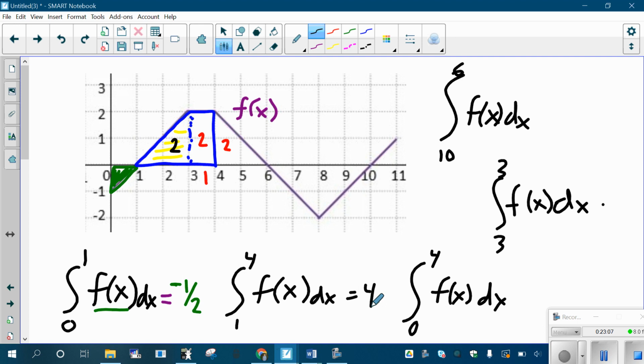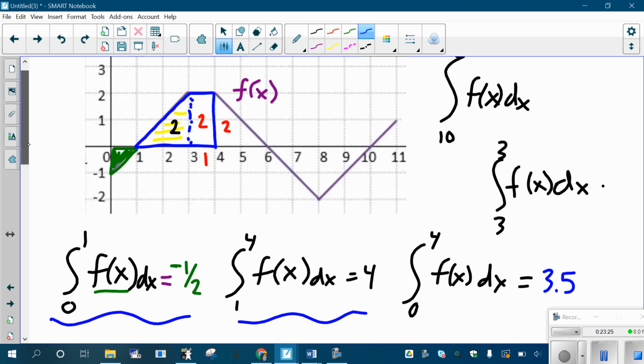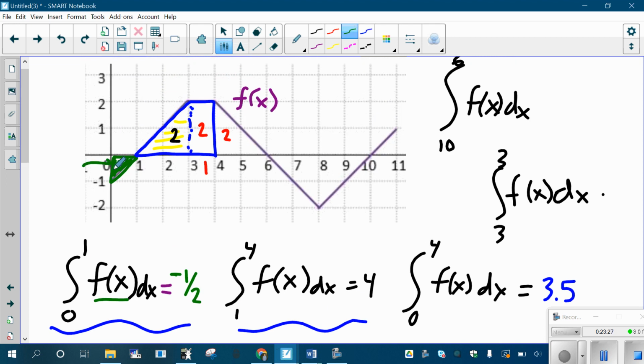Looking at this, what would the area from 0 to 4 be? Well, I could do 2 ideas. First, I could say, wait, I got the area from 0 to 1, and I got the area from 1 to 4. Putting them together, 0 to 1, 1 to 4 is 0 to 4, and I get 3.5. Or you could look at the graph, see that the green region we said area was negative 1/2. The blue we said was 4. Negative 1/2 plus 4 is 3/2.